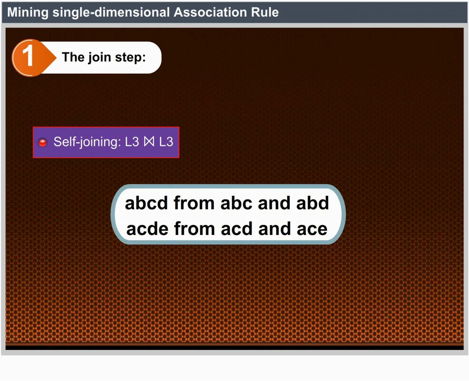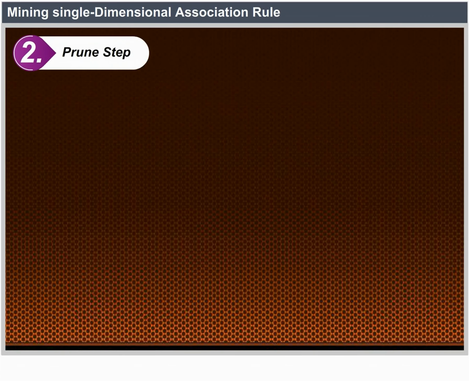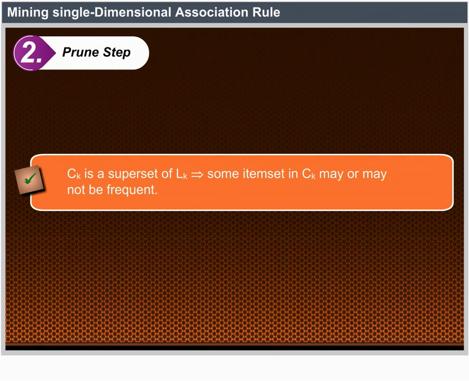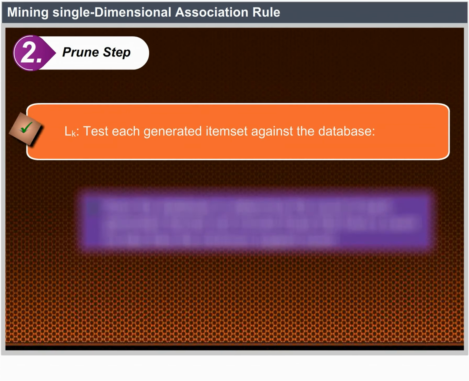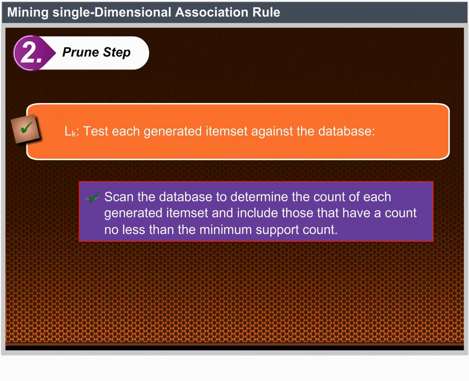Prune step. Ck is a candidate item set of size k, which is a superset of Lk. This implies some item sets in Ck may or may not be frequent. Lk, that is a frequent item set of size k, is found by testing each generated item set against the database. Scan the database to determine the count of each generated item set and include those that have a count no less than the minimum support count. This may require intensive computation.